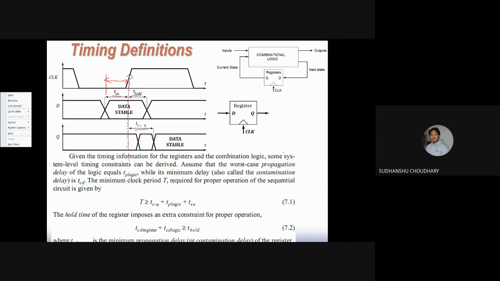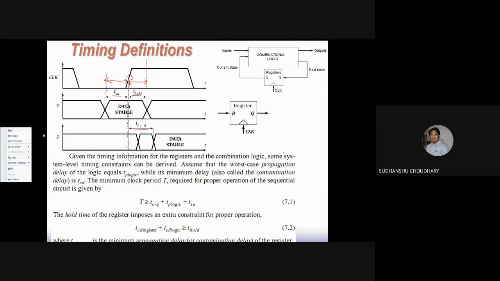Now similarly, hold time. So hold time is the time for which the data should be stable. That is, D input should be stable after the clock has come in. So this clock edge has come in at this point. Now till this point, maybe let us say the data should be stable, and this is now my hold time. That is, the data should be stable for some time after the clock edge has come in, right? So this is called hold time.